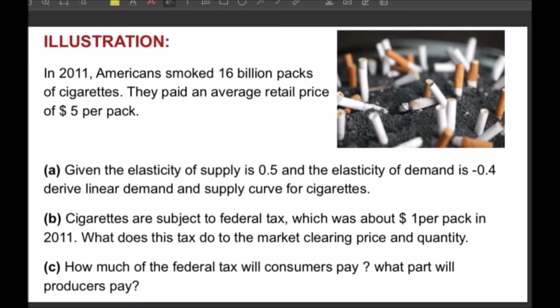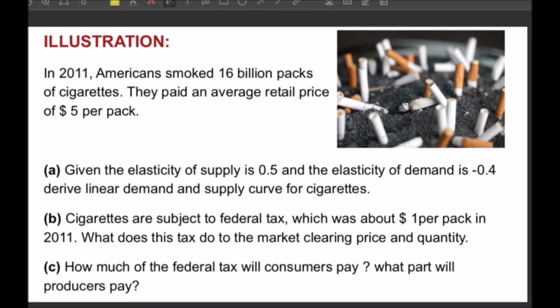It says, in 2011, Americans smoked 16 billion packs of cigarettes. They paid an average retail price of $5 per pack. Given the elasticity of supply is 0.5 and elasticity of demand is minus 0.4, derive linear demand and supply curve for cigarettes. Next, cigarettes are subject to federal tax, which was about $1 per pack in 2011. What does this tax do to the market clearing price and quantity?